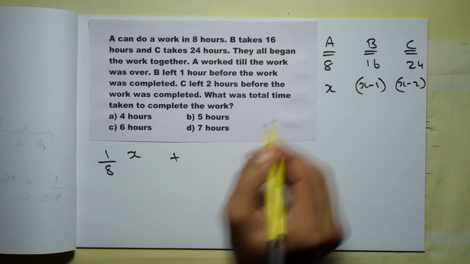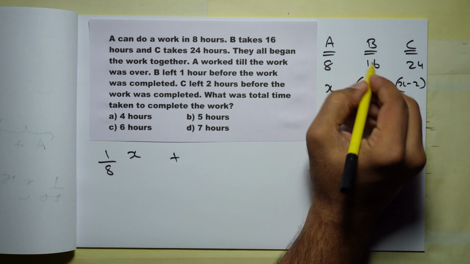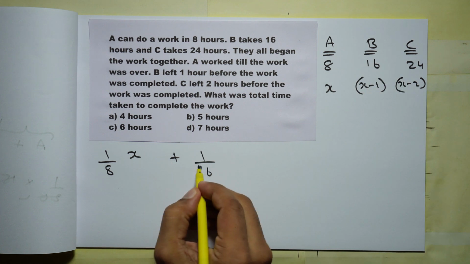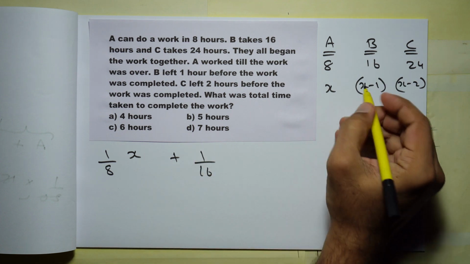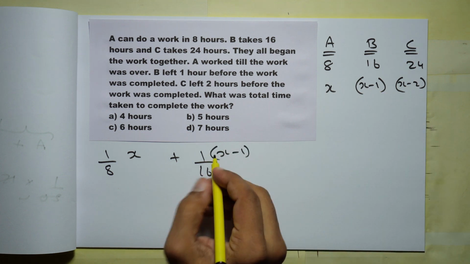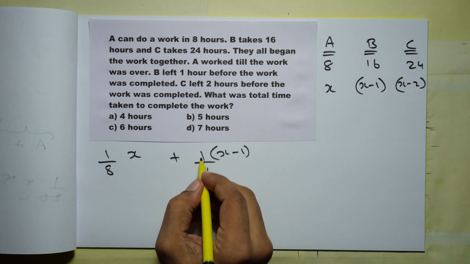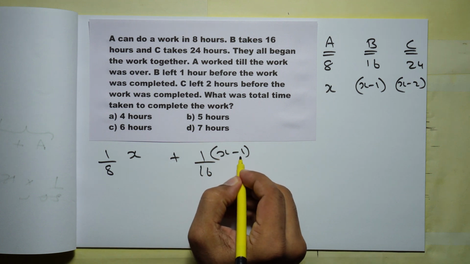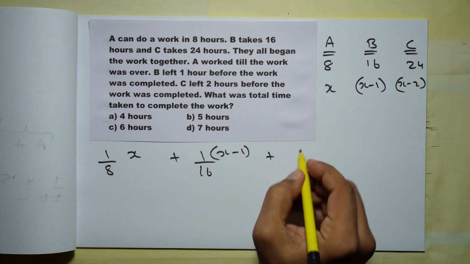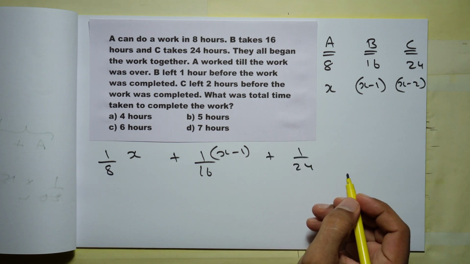Next we will look at the contribution of B. Now B can complete the whole work in 16 hours. So every hour B will do 1/16th of the work, and like that for X minus 1 hours. So this is the contribution of B. Every hour 1/16, like that for X minus 1 hours. Next we will look at the contribution of C. Every hour C will do 1/24th of the work.